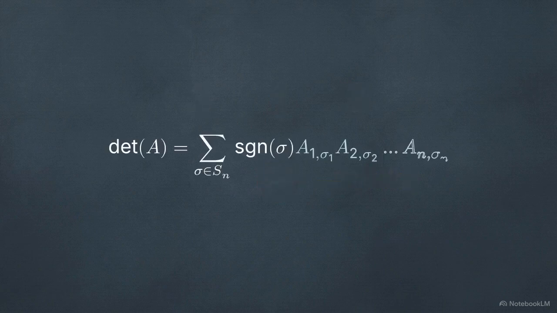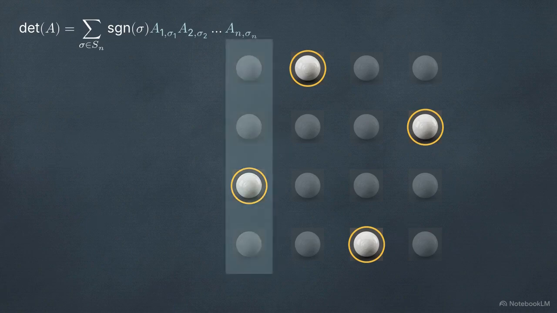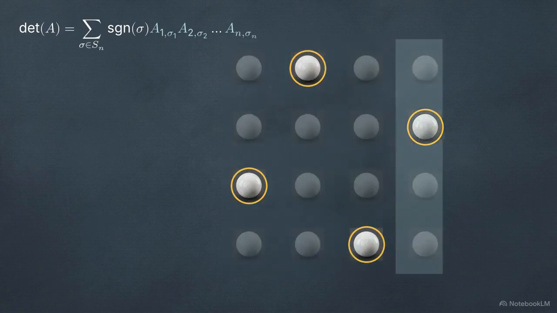The Leibniz formula defines the determinant as a summation across every permutation. This imposes a strict constraint. Each term is a product containing exactly one entry from every row and simultaneously exactly one entry from every column.